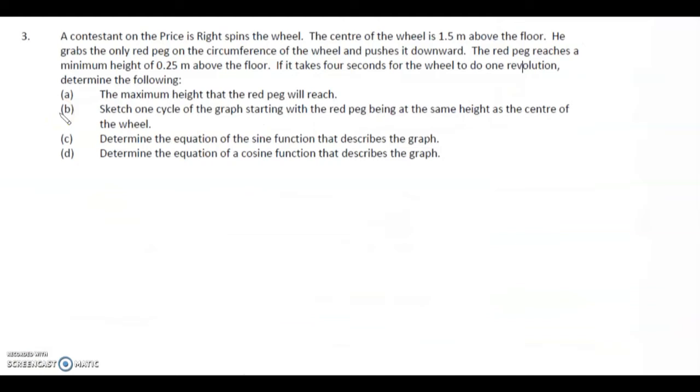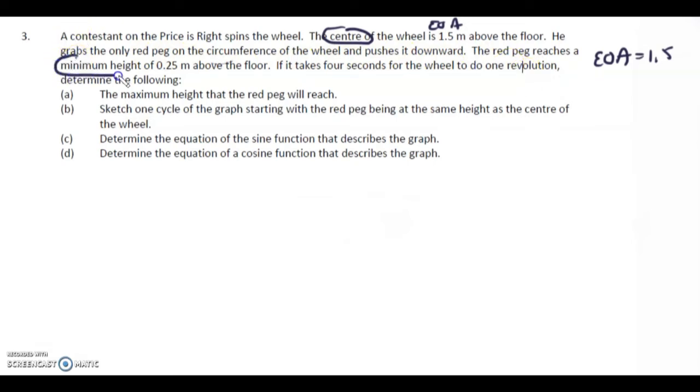Number 3: a contestant on The Price is Right spins the wheel. The center of the wheel, so we're talking about the equation of axis, is 1.5 meters above the floor. So our EOA is 1.5. He grabs the only red peg on the circumference of the wheel and pushes it downward. The red peg reaches a minimum.